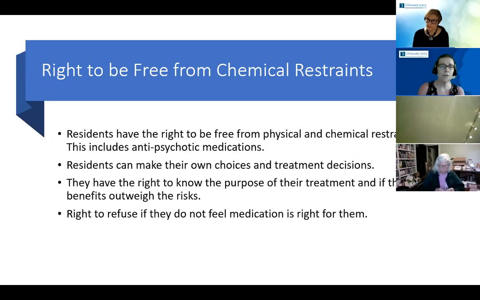And it's important for family members, if you're acting as a resident representative, and for residents themselves to understand that they have the right to say no to these drugs and to ask for the person-centered care that they deserve. And so I'm going to turn this back over to Robyn.